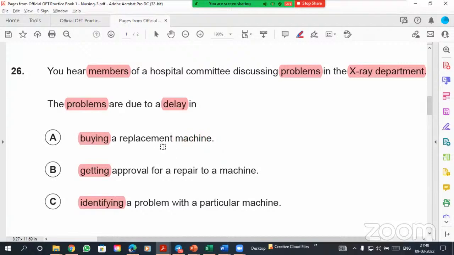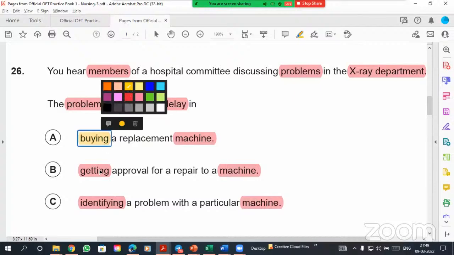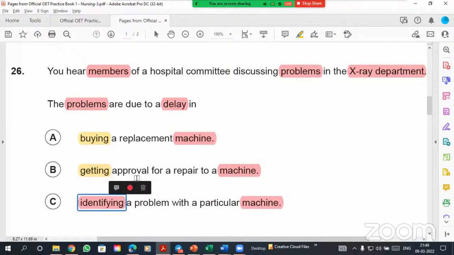So buying a replacement, machine is common, machine is everywhere. So remember that machine is not important anymore. Buying, getting and identifying are not important because they will not help. They are not the end product. Buying what? Buying replacement. Getting approval for a repair. So first one is replacement, second one is related to repair, third one is identifying a problem.